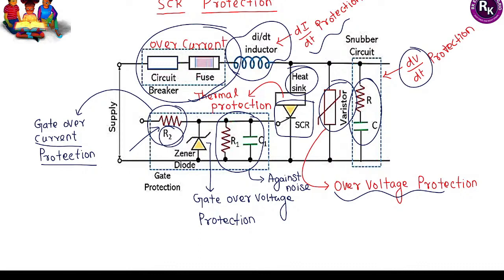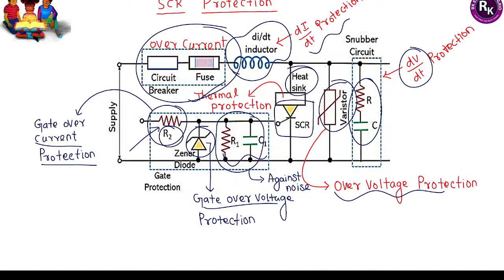Next, for overvoltage protection, we will have a Zener diode. It has been connected across the gate terminal. You can observe this. So this is for overvoltage protection. Next, if any noise spikes are introduced on the gate terminal, that can be suppressed with the help of an RC coupled circuit.